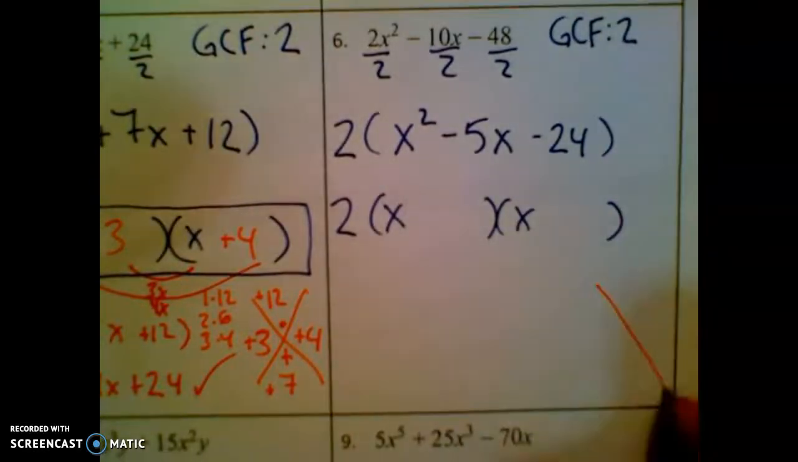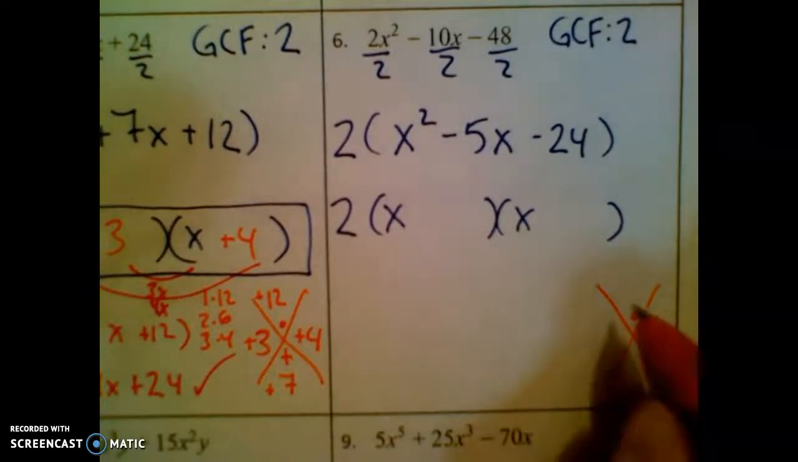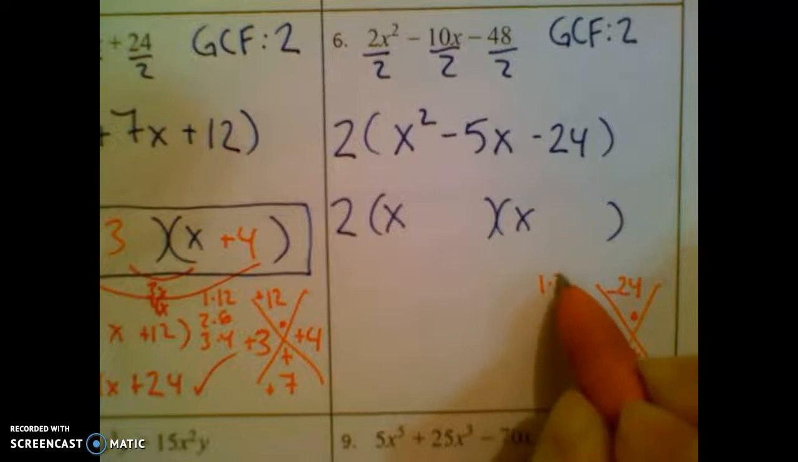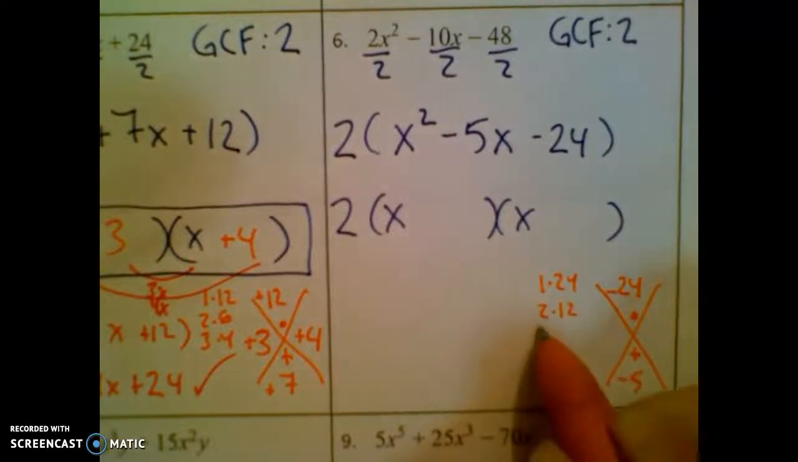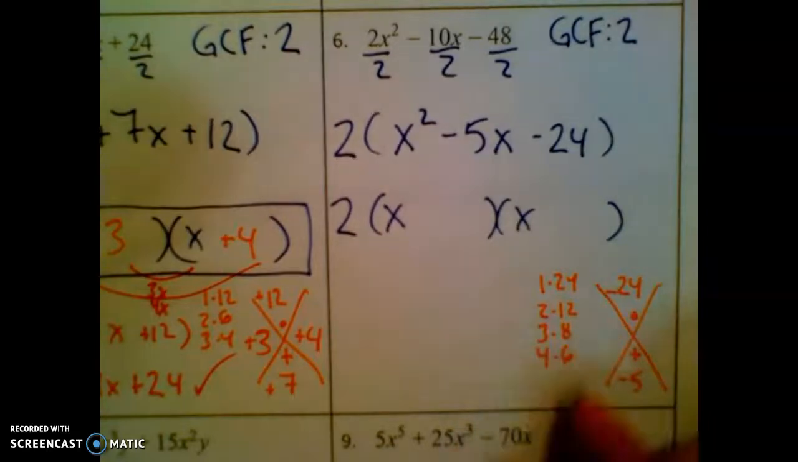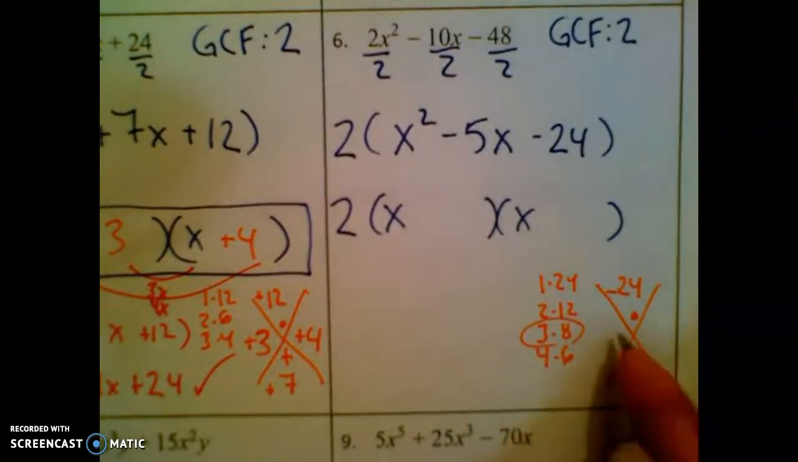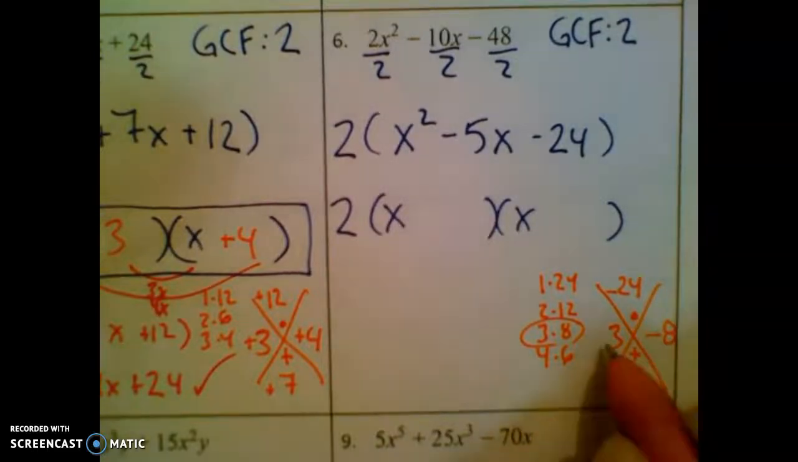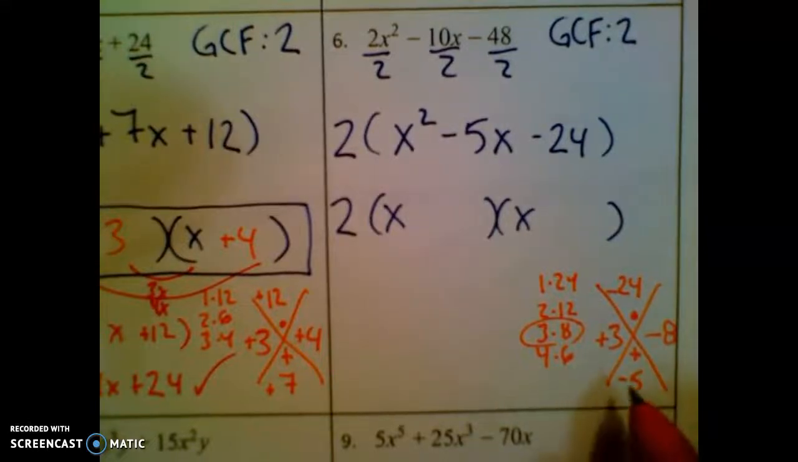Doing the x method, what multiplies to be negative 24 and adds to be a negative 5? Factors of 24 are 1 and 24, 2 and 12, 3 and 8, 4 and 6. Of those, which ones can add to give me a negative 5? Will be these guys. So I need a 3 and an 8. Which again, you got to decide on your signs. I want to have a negative 5, so I need a negative 8 and a positive 3. Double check.